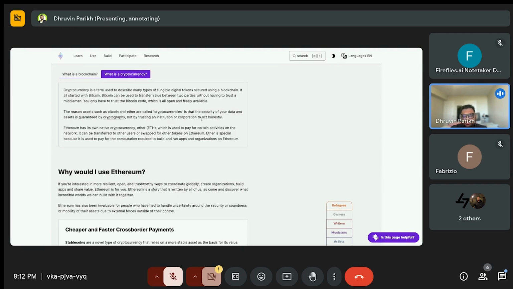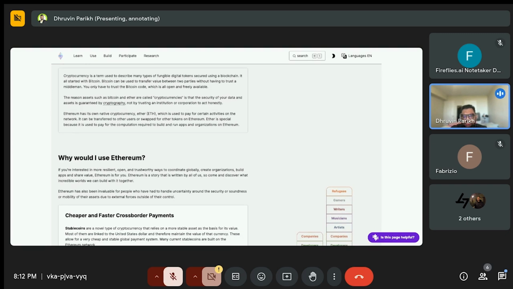The reason we call it cryptocurrency is that the security of your data and assets is guaranteed by cryptography. You'll be learning more about that in one of our modules, where you will be building a wallet. Many of the students here have already built it, so they know what cryptography is and what exactly the features are by which you secure your data. Most blockchains have their own cryptocurrency, and it is also the gas token. In the case of Ethereum, it is ETH. I don't need to talk a lot about it.